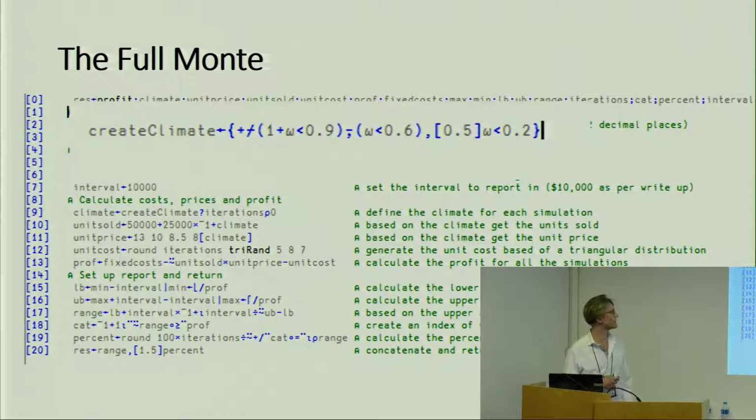And using your climate, you can create the 3 values that we looked at before, being the units sold, the unit price, and the unit cost. Then it uses the random generation of numbers from the last function.